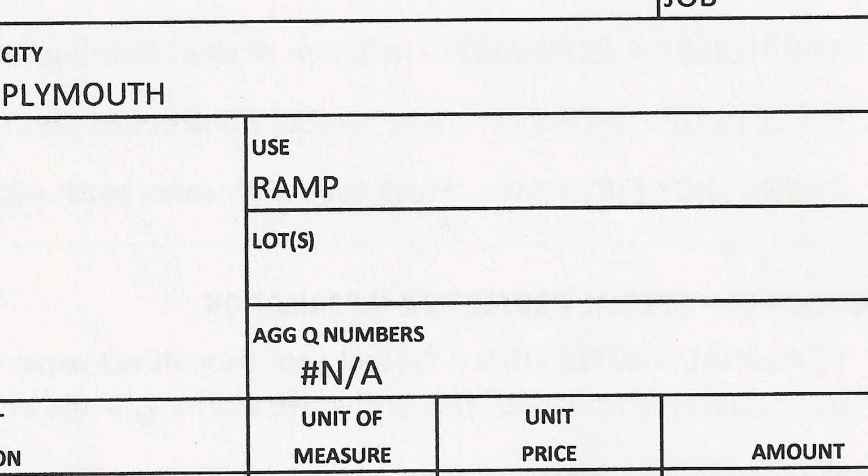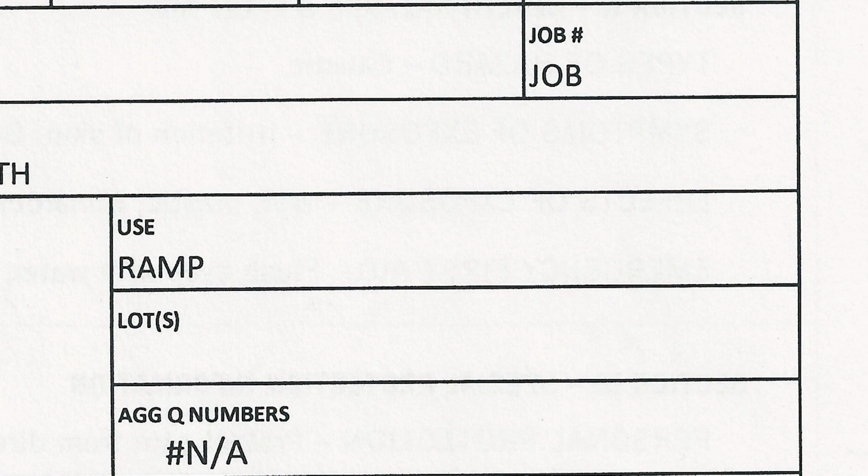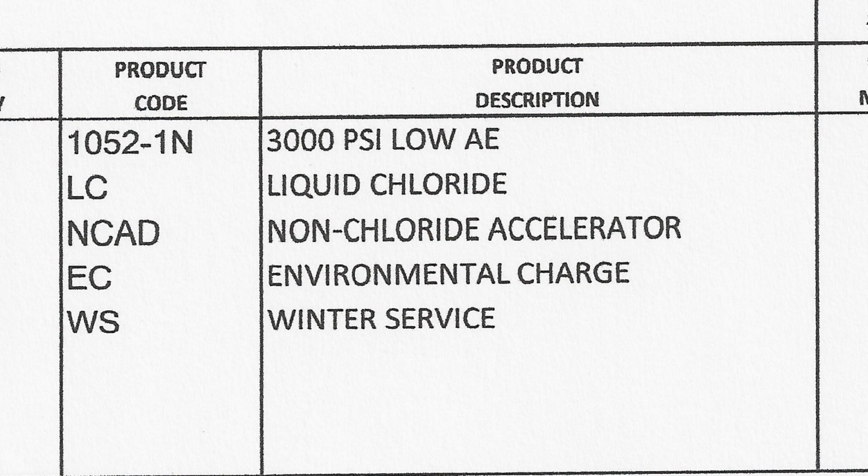If we look up in the use box, we can see that this concrete is for a ramp, and since the mix points to an outdoor pour, when we arrive on the job we should expect to see an exterior sidewalk ramp or something similar. Let's look at a different mix.